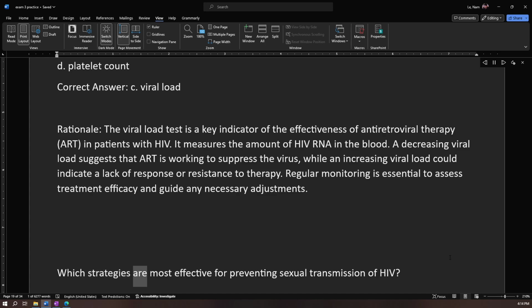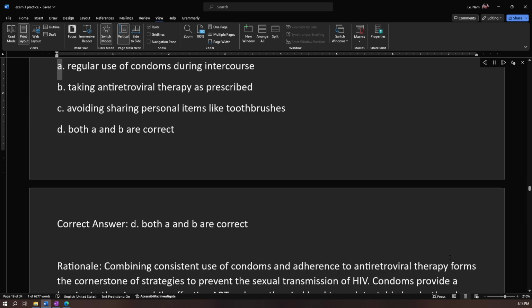Which strategies are most effective for preventing sexual transmission of HIV? A. Regular use of condoms during intercourse. B. Taking antiretroviral therapy as prescribed. C. Avoiding sharing personal items like toothbrushes. D. Both A and B are correct. Correct answer, D. Both A and B are correct.